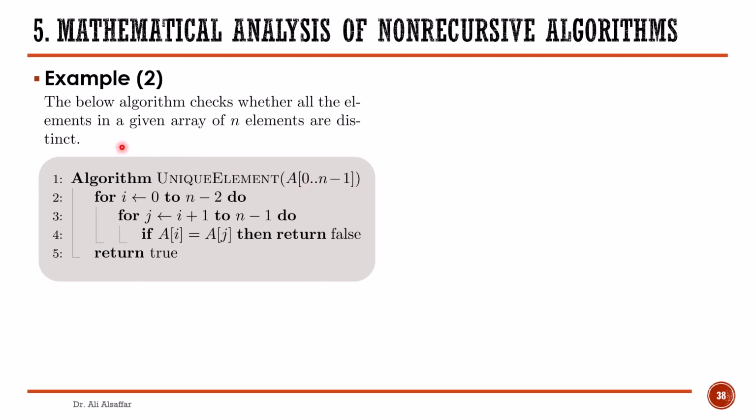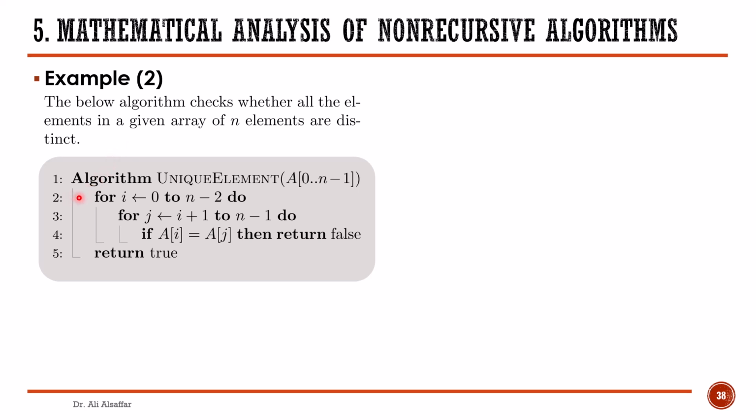Our next example is the analysis of the unique element algorithm. The algorithm returns true if the given list has no duplicate elements. Otherwise, it returns false. I mean, it checks whether all the elements in a given array of n elements are distinct.